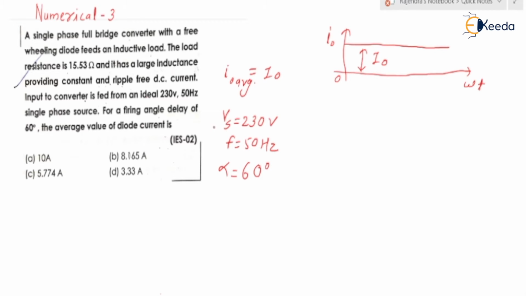The average value of the diode current. So our task is to find the ID average, and they have given four options. One is 10 ampere, second is 8.165 ampere, third is 5.774 ampere, and the fourth one is 3.33 ampere.